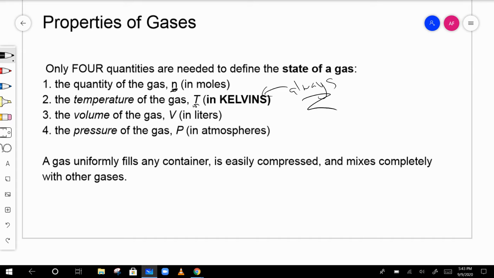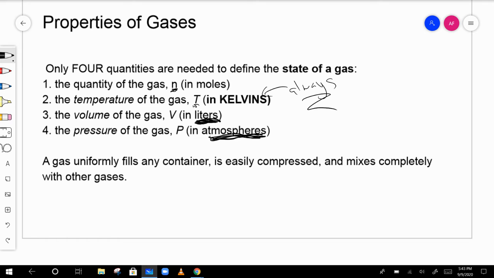Volume is typically going to be in liters, but it doesn't necessarily have to be in liters for a lot of the problems. It just really has to be in liters when we talk about the ideal gas law. And then finally, pressure. Pressure is usually in atmospheres, but again, we can use different pressure units. It just really matters in the ideal gas law. Okay.